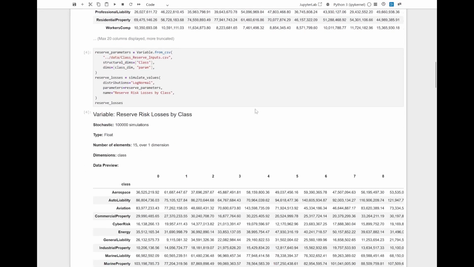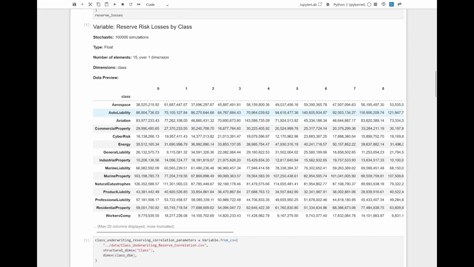We're then going to do something similar with reserve risk. So we're going to bring in reserve parameters from CSV and again use the simulate values function, again using log normal to generate our reserve risk losses by class. So we've got, again, a distribution for each of our 12 classes or so.